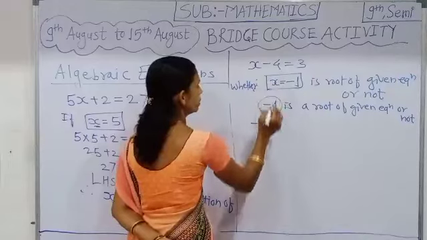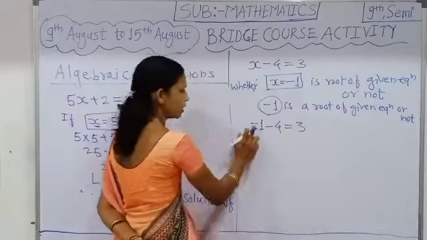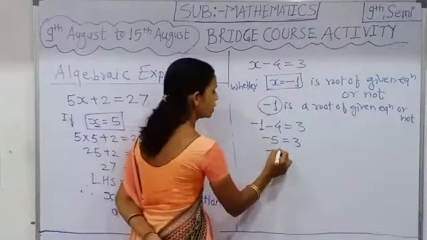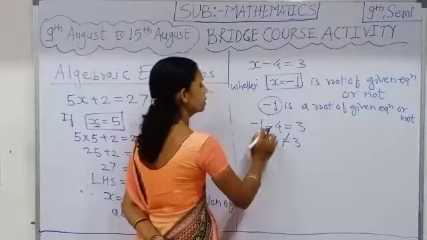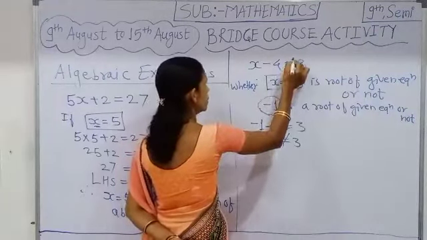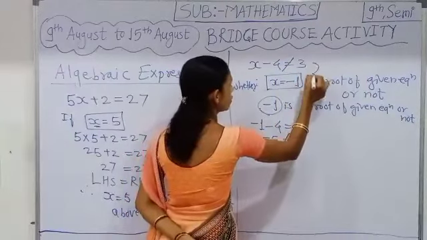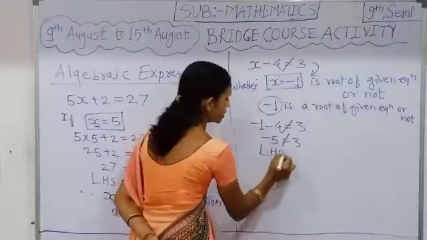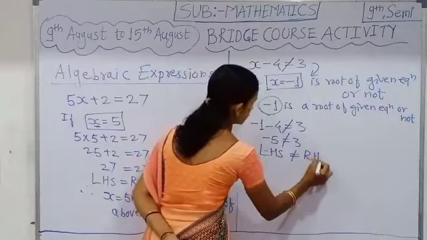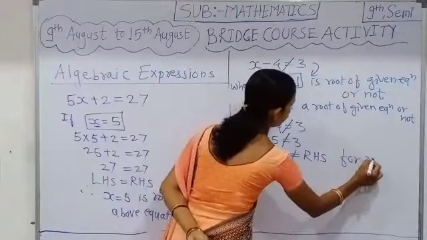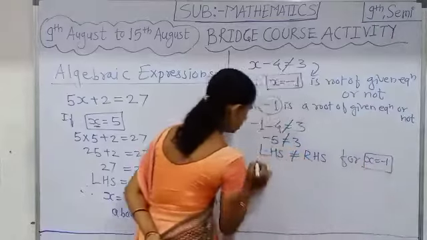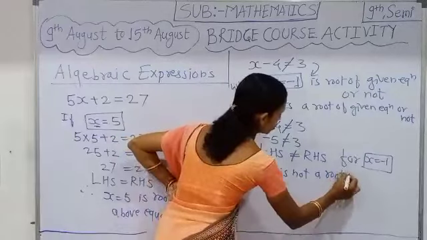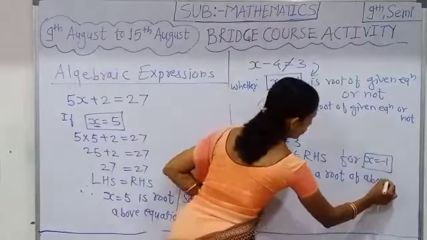Therefore minus 1 minus 4 is equal to minus 5. Here minus 5 is not equal to 3. Therefore here x minus 4 is not equal to 3 for x is equal to minus 1. Therefore, here LHS is not equal to RHS for the value x is equal to minus 1. Therefore, minus 1 is not a root of the above equation.